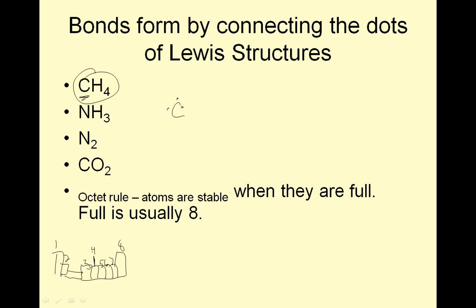1, 2, 3, 4, 5, 6, 7, 8. My counting skills are wonderful. So I put 4 dots around it. And when you add dots, you put single, single, single, single. You don't pair them up until you get to the 5th one.